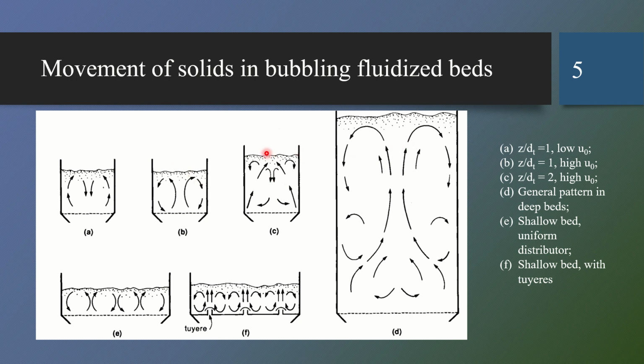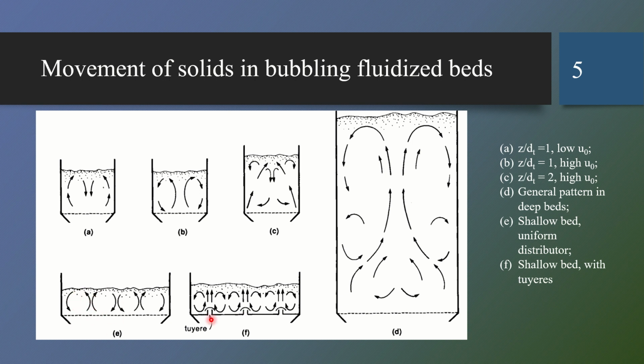If the bed height is increased so that Z by dt is equal to 2, and higher velocity, we have the circulation pattern similar to this, where the particles go towards the center, and from there it gets split into two portions. And these two are shallow beds, where the fluid distribution is very uniform, and in such cases, as you can see, the particles keep circulating like this.